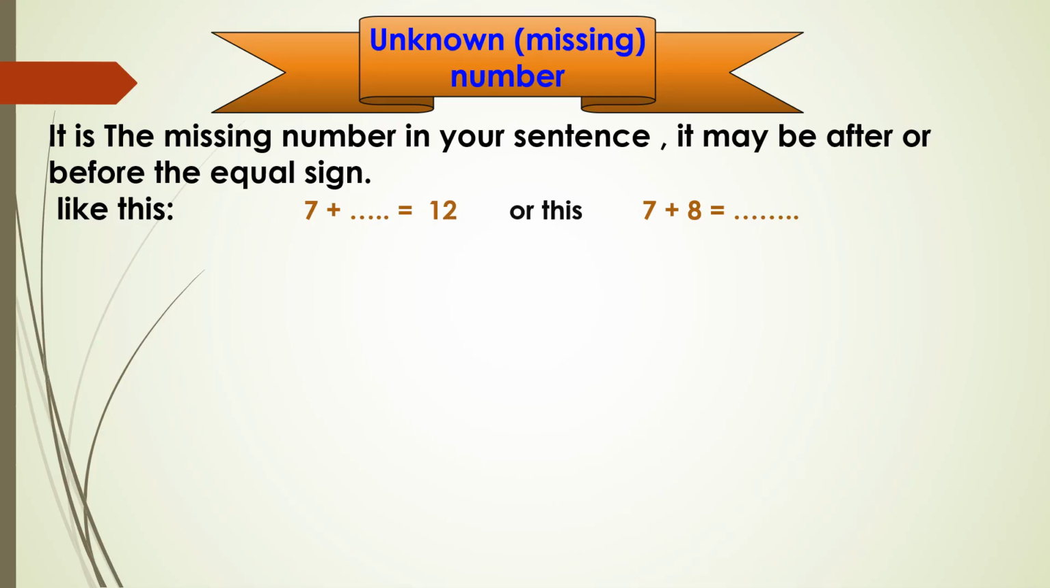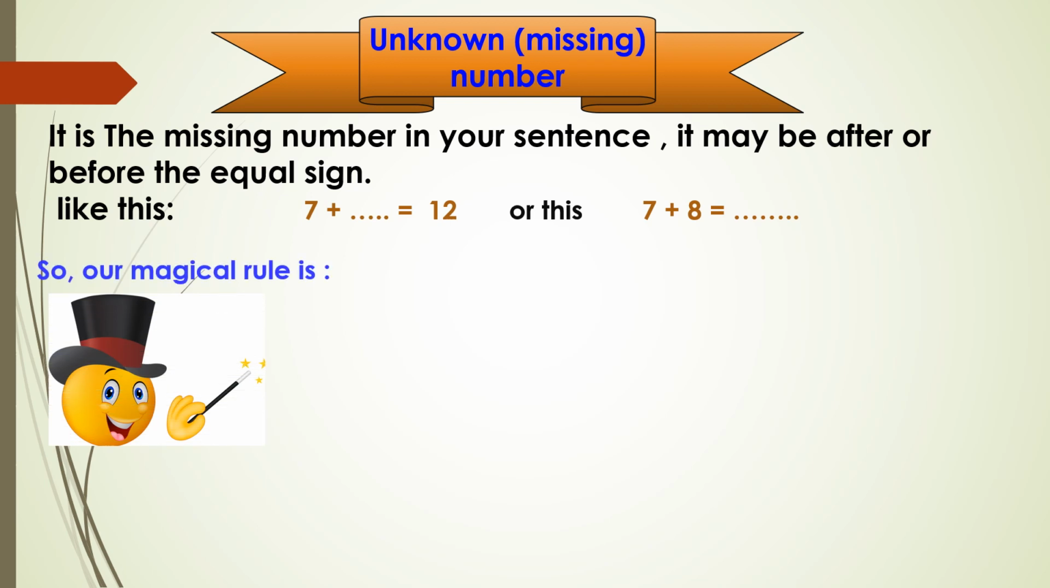Now we will solve the unknown or missing number. What is the missing number? A missing number in a sentence or problem may be after or before the equal sign. Okay, it's a number missing and we want to calculate it. Like here, 7 plus what equals 12? So the missing number here is before the equal sign. Or 7 plus 8 equals what? It's after the equal sign. Let's learn together how to solve the missing number.